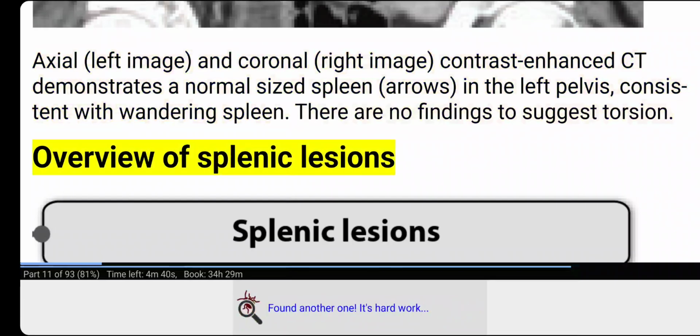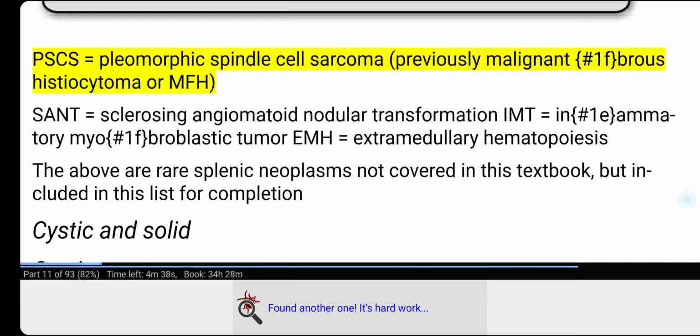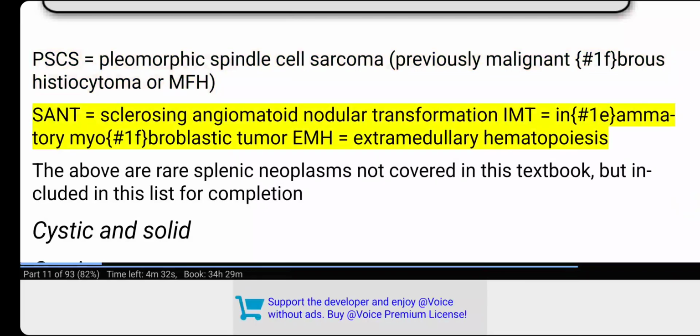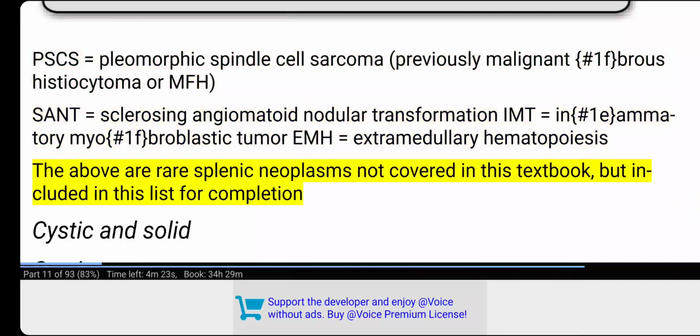Overview of splenic lesions. PSCS equals pleomorphic spindle cell sarcoma, previously malignant fibrous histiocytoma or MFH. SANT equals sclerosing angiomatoid nodular transformation. IMT equals inflammatory myofibroblastic tumor. EMH equals extramedullary hematopoiesis. The above are rare splenic neoplasms not covered in this textbook, but included in this list for completion.